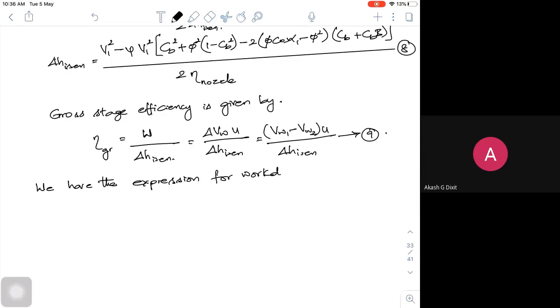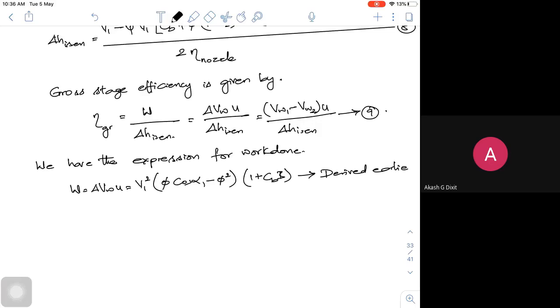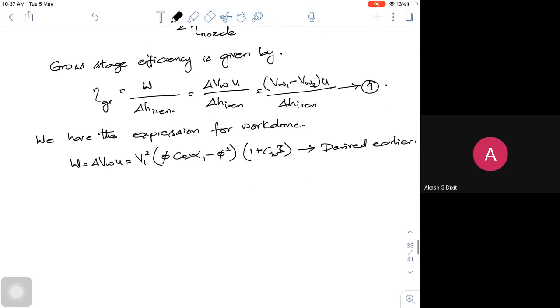Already we have the expression for work done, given by W equal to delta V_w into U, in terms of V1 square into phi cos alpha 1 minus phi square into 1 plus CB into B. This is derived earlier. If you want, you can cross check. We have already derived this. Now what will be the gross stage efficiency?